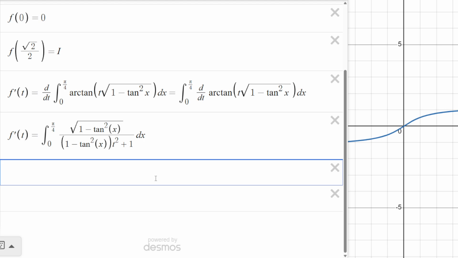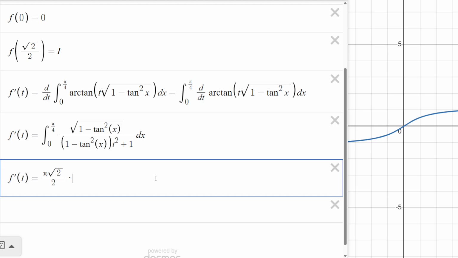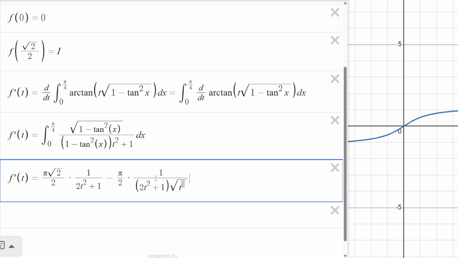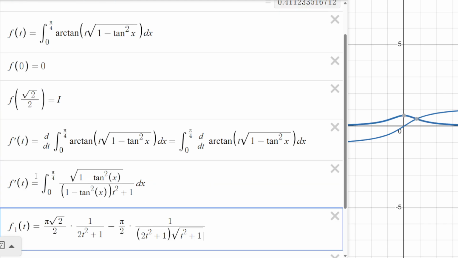And what that is going to equal is this. We're going to have f prime of t is equal to pi square root of 2 over 2 times 1 over 2t squared plus 1 minus pi over 2 times 1 over 2t squared plus 1 times the square root of t squared plus 1. And let's just make sure that lines up. Let's call this f1 of t and make sure that it's equal to the derivative with respect to t of that. It is. Okay.